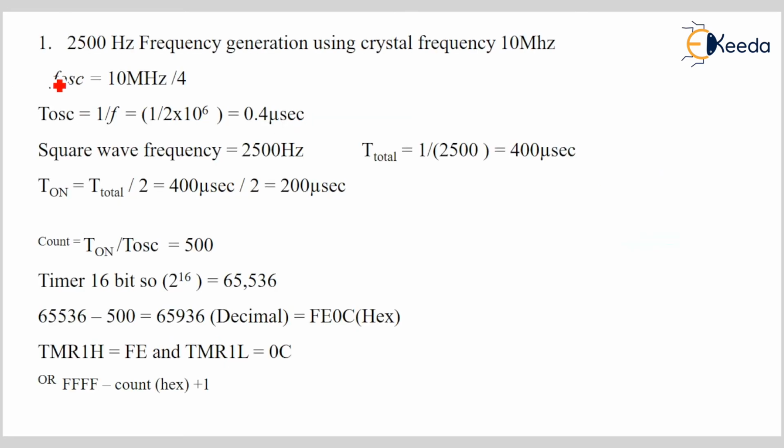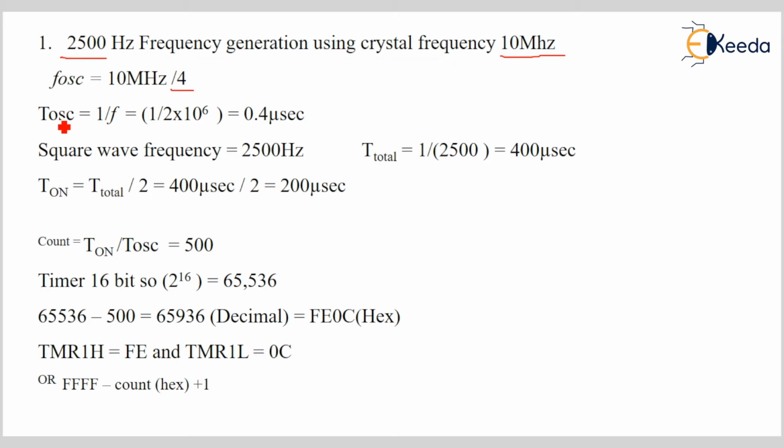Now we want a square wave with a frequency of 2500 hertz with a crystal frequency of 10 megahertz. So we have to do some calculation. F oscillator is equal to 10 megahertz divided by 4, because the machine cycles are 4. So the internal clock frequency is divided by 4.